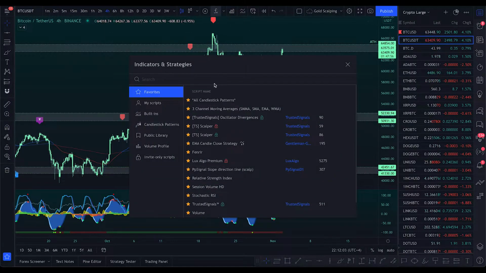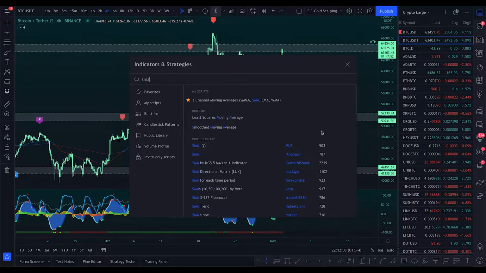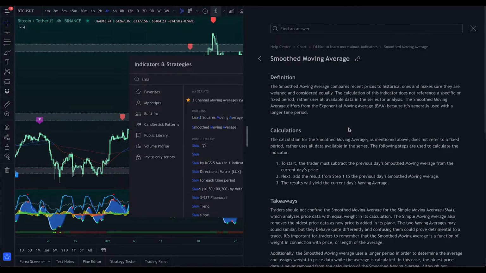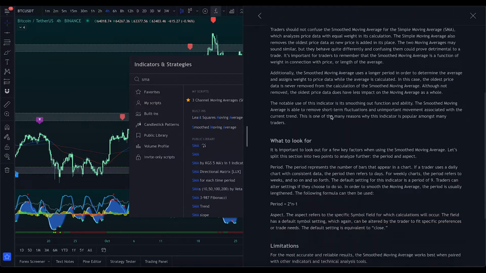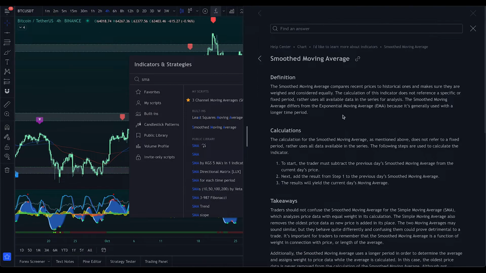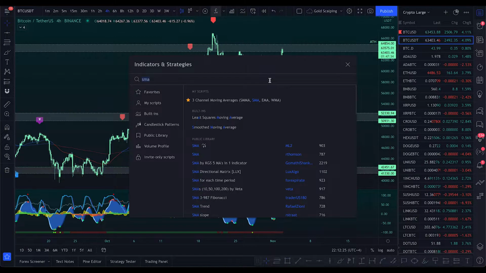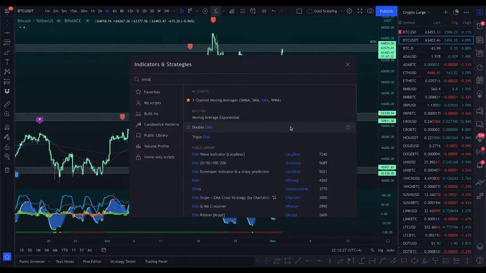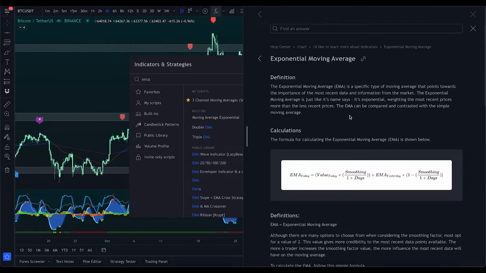Again, same thing. Go to TradingView and you just type SMA and you're going to see a smoothed moving average, right? This is the standard one, and it explains how it works if you want to know. This is the smoothed one. The one that I like to use is the EMA, the exponential moving average. So it's basically the same idea, just the formula is a little bit different, right?